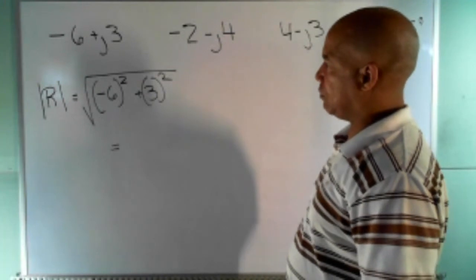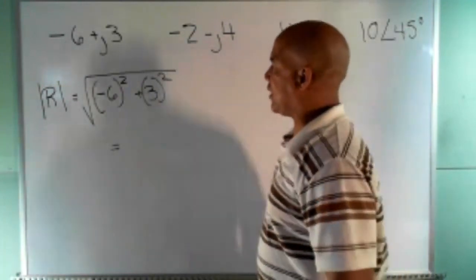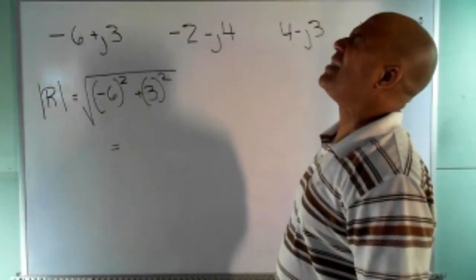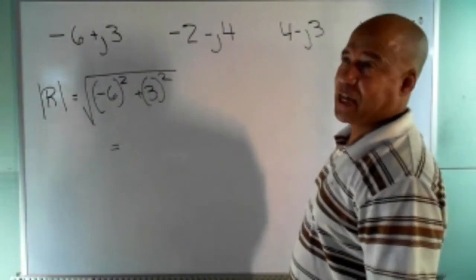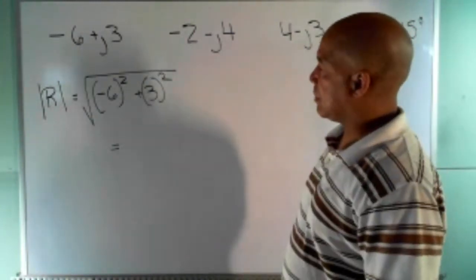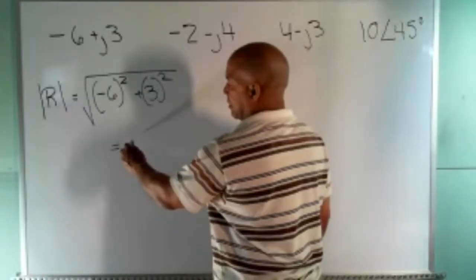The square root is 36 plus 9. What is that? I can't think right now because I'm hot and bothered. But what'd you get for this? 6.7.